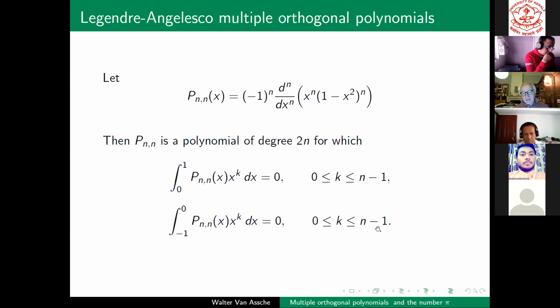But you also have n orthogonality conditions on the interval from -1 to 0, because -1 is also a zero of this quantity over here. So you have two orthogonality relations on disjoint intervals. That's why we call this a multiple orthogonal polynomial. Since we use the Legendre weight, we call it Legendre-Angelesco. And Angelesco comes because these two intervals are disjoint. So this is a multiple orthogonal polynomial living on two disjoint intervals.